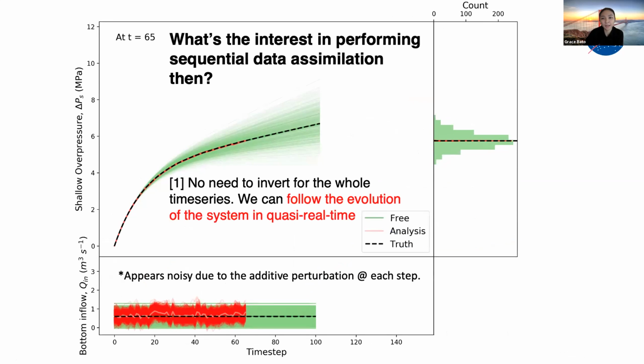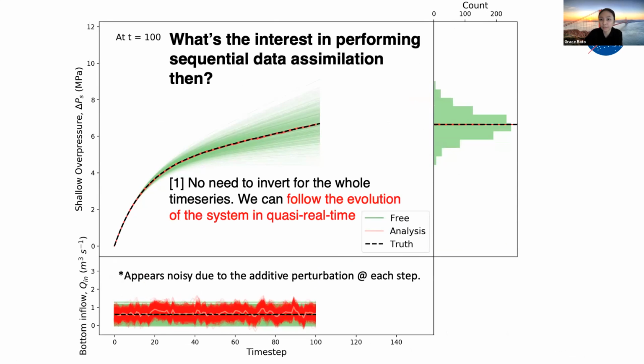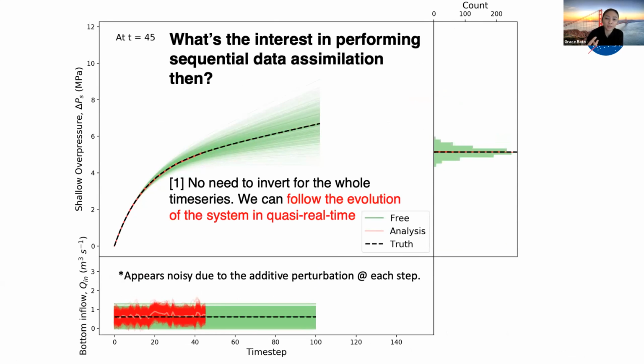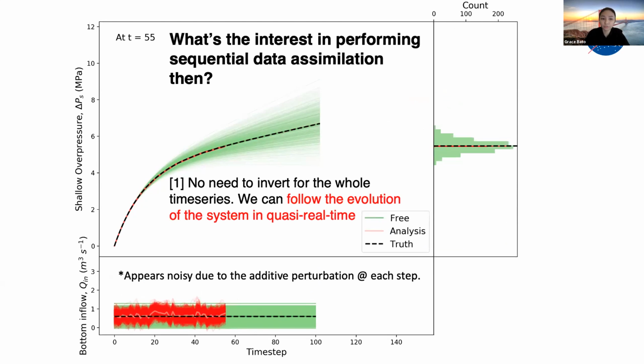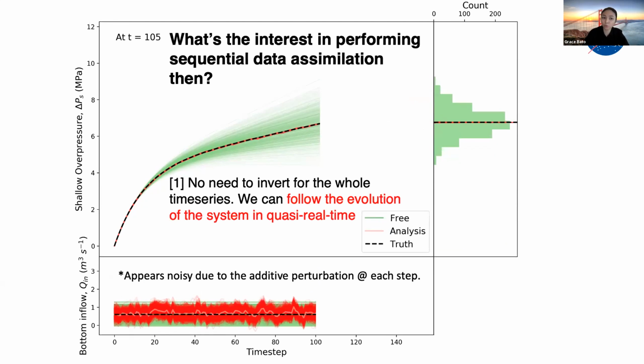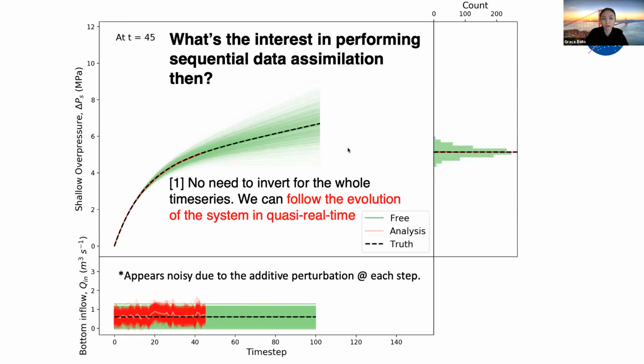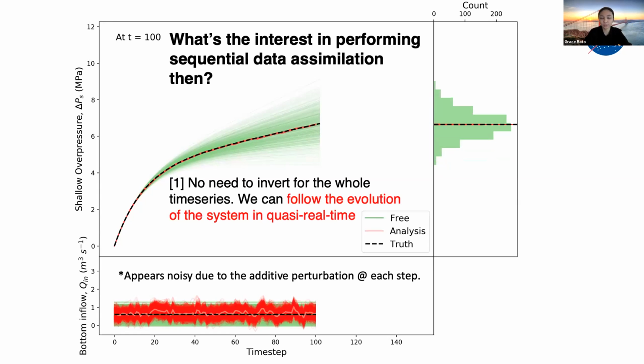So now I know that you wonder, if it's working well anyway with Bayesian inversion like MCMC, why do we still need to do sequential data assimilation? First, when we apply sequential data assimilation, we do not need to invert for the whole time series. We can basically just follow the evolution of the system in quasi-real time. As you can see here, we do it in a near real-time approach.